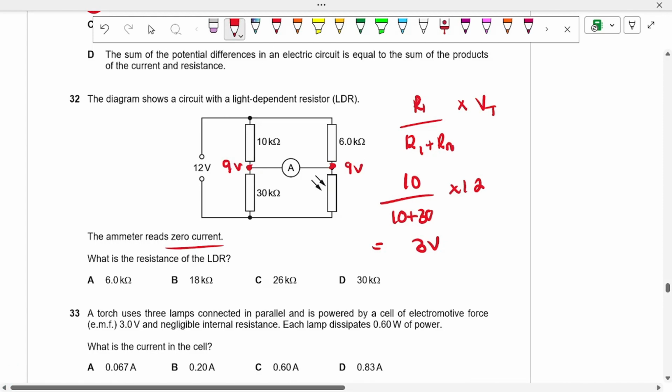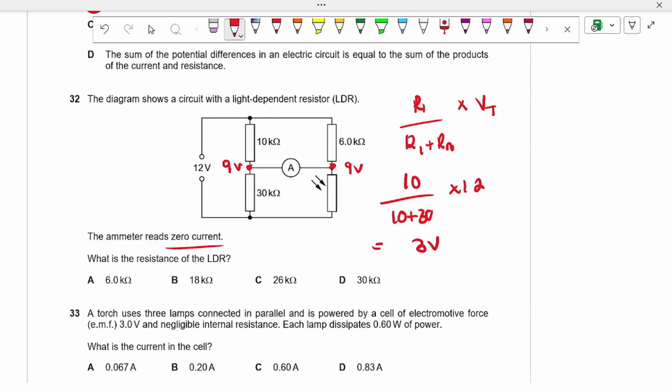I'm going to repeat again. I want to understand how much the 10 kilo ohms took. According to the resistor law, I started with the 12. So 10 over 10 plus 30 times 12 gives me 3. The 10 kilo ohm resistor took 3 volts from the 12 volts that I started with, to overcome that resistance.